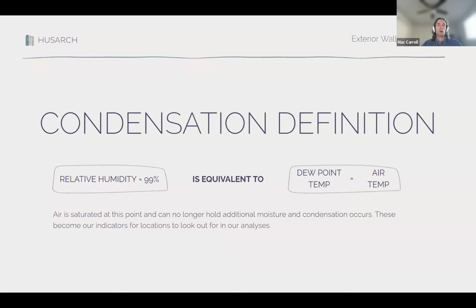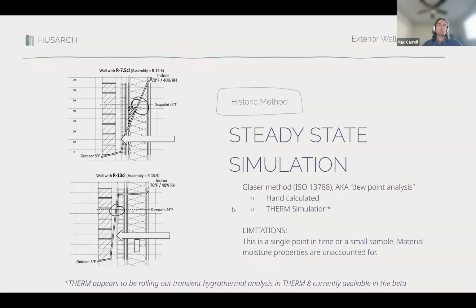Essentially, that's when the relative humidity, when the air around us or inside or outside of a building is saturated, it can no longer hold more water. So condensation happens, and that means the relative humidity percentage is approaching 100%, about 99%. That's one definition. Another way to think about it is the dew point temperature is equal to the air temperature. Those things mean the same thing, and this will come into play as we get further into the presentation, but it's important to keep both of those in mind.